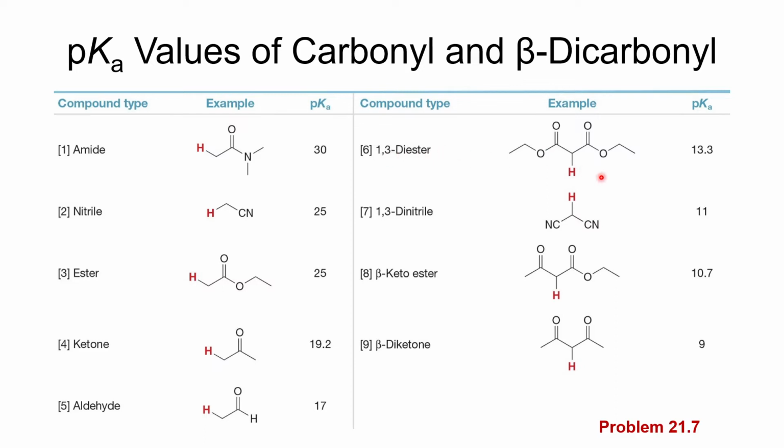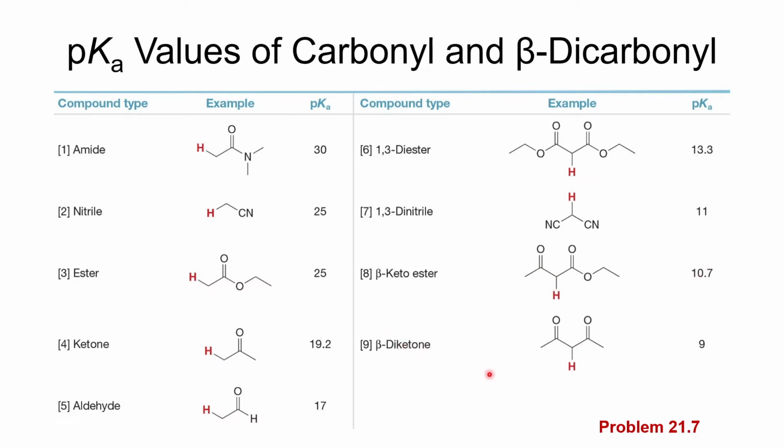So for this 1,3 diester, it's about 13. If you have a 1,3 dinitrile, it's at about 11. A beta keto ester, where one is an ester and one is a ketone, is at about 11 as well. So the more ester groups you have, the higher the pKa is going to be. It's going to be a little bit less acidic. And if you go to keto forms, like ketones instead of esters, it's going to cause them to go down.